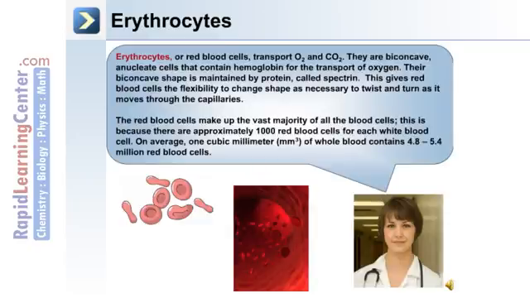Erythrocytes or red blood cells. Erythrocytes transport oxygen and carbon dioxide. They are biconcave cells without a nucleus. They contain hemoglobin for the transport of oxygen. Their biconcave shape is maintained by spectrin, and this allows the cells to be flexible to change shape, to twist and turn as needed, passing through the capillaries. The red blood cells make up the vast majority of all blood cells. There are approximately 1,000 red blood cells for each white blood cell. On average, 1 cubic millimeter of whole blood contains between 4.8 and 5.4 million.